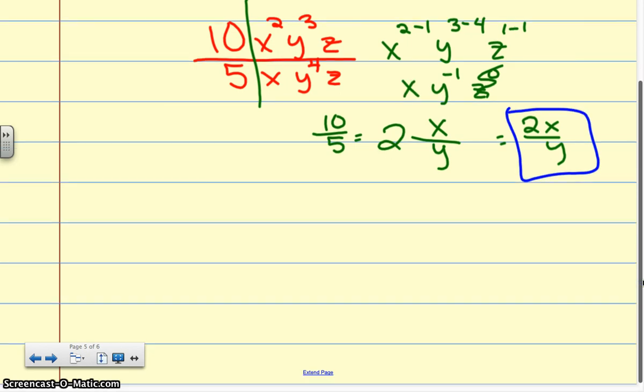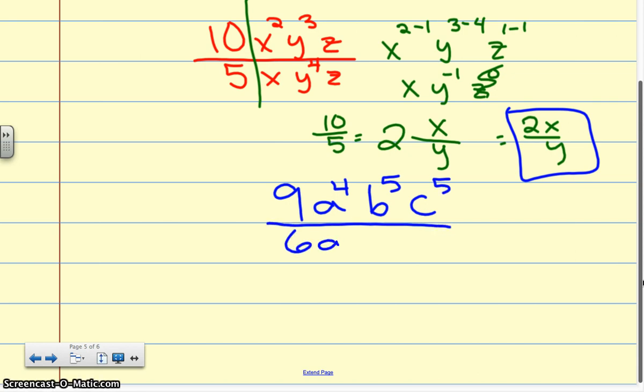Okay, you're going to do one in your notes. Let's do 9a to the 4th, b to the 5th, c to the 5th, all over 6a b to the 4th. And I want you to simplify this exponential expression.